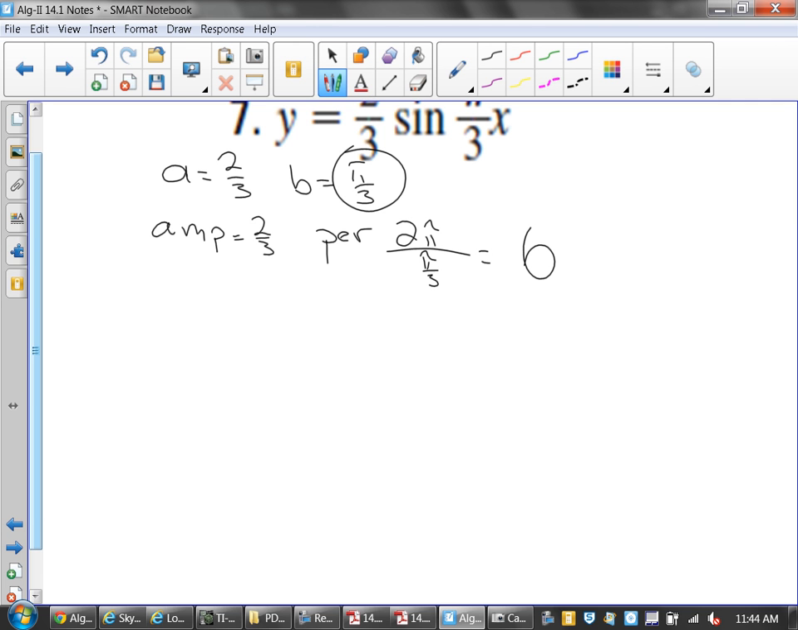Anyway, whenever you have a fractional B amount, just do this. Take 2 pi, multiply it by its reciprocal. It'll work every time. Okay.